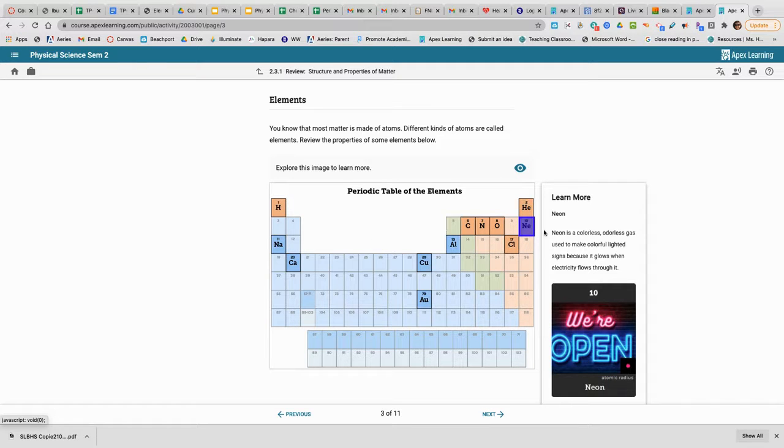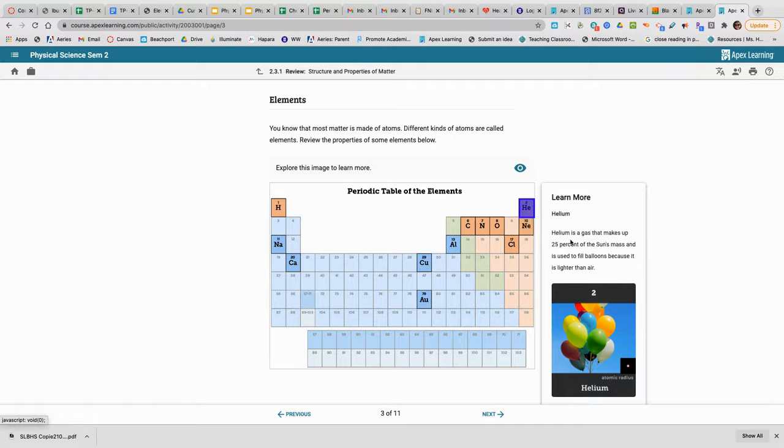I'm not going to go through all of them, but you can go ahead and click around and look at the different properties of the elements. Now, what you should keep in mind is that elements in this first column, or group, all have similar properties. And elements in this last column all have similar properties.